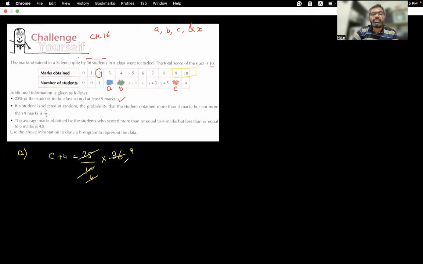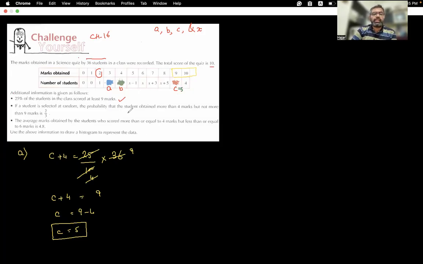We have got 9 students who got 9 or 10 marks. So C plus 4 is equal to 9 students. So C is equal to 9 minus 4, which is 5 students who scored at least 9 marks. So we have found one of our variables. This is done: C is equal to 5. That's good, we have got some information.